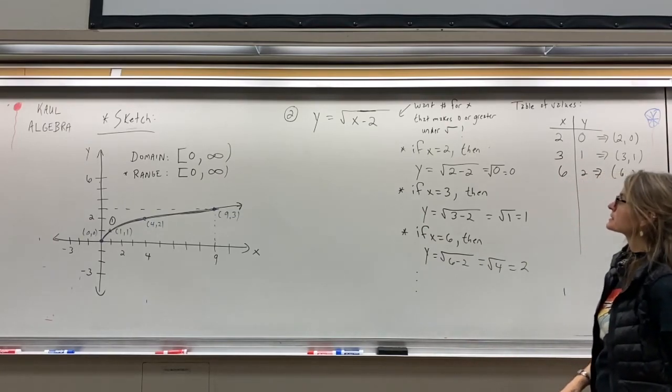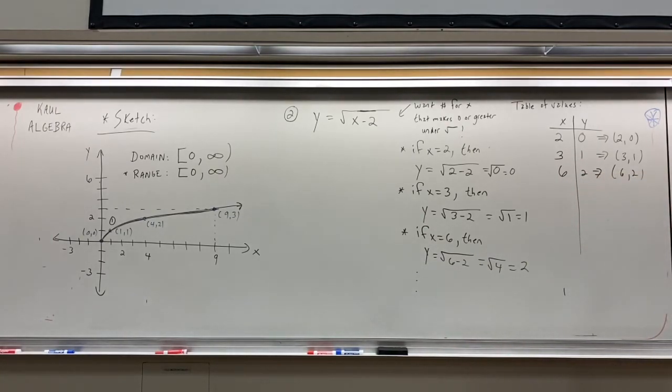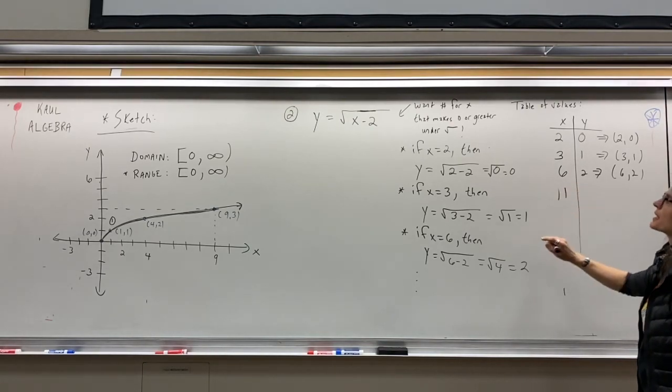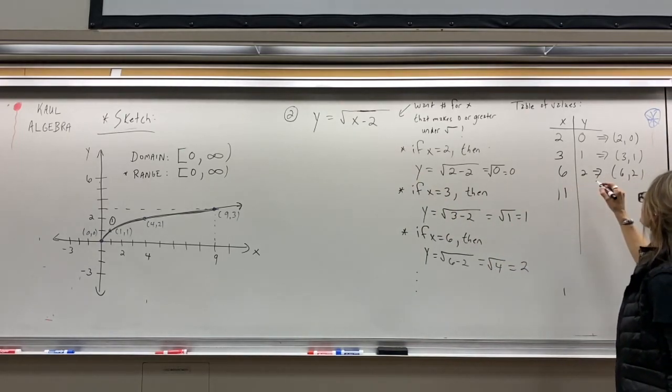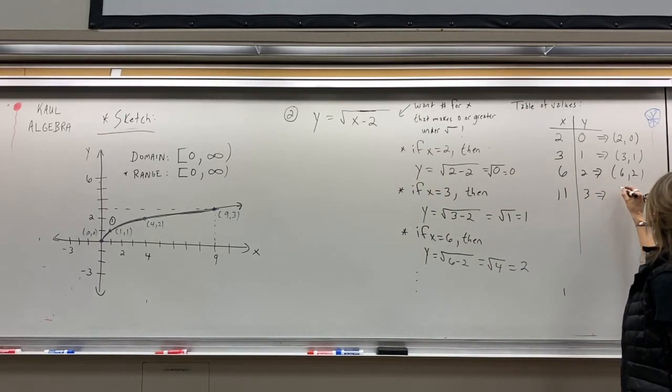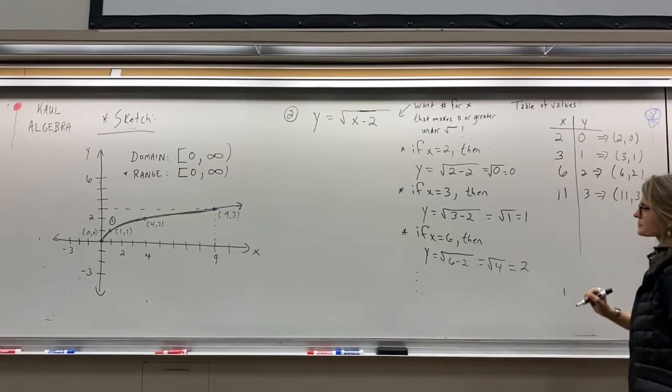I could pick next, let me try to make a 9 underneath there. Well, x would have to be 11, because 11 minus 2 will give me 9, and the square root of 9 is 3, so I get 11, 3.